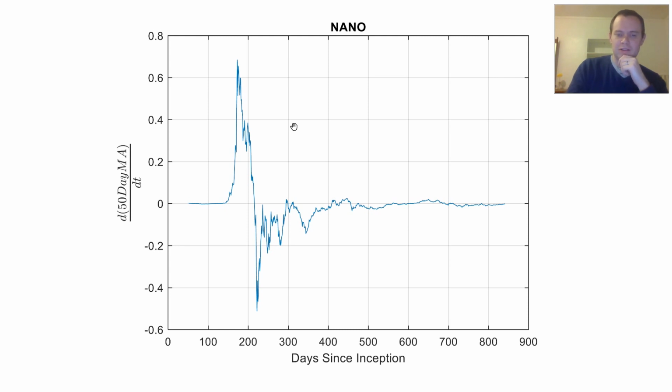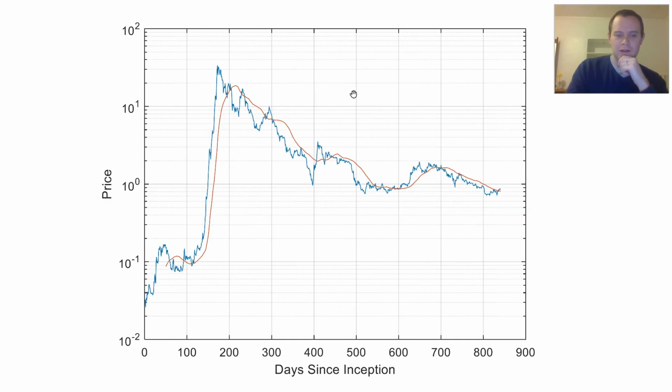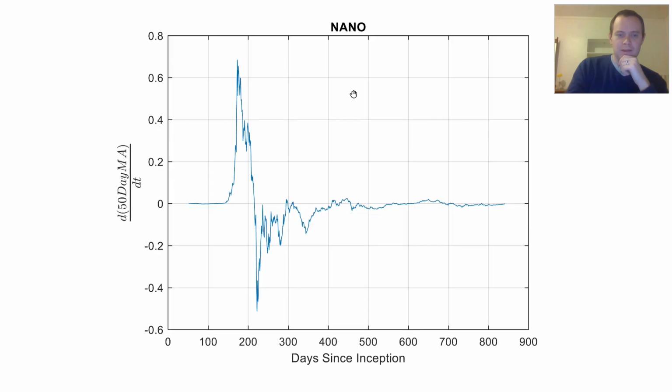Sorry, this is not scrolling. Okay, so here we're going to take the 50-day moving average, and we're going to take the derivative of the 50-day moving average. So it looks kind of weird, so just bear with me for a second.